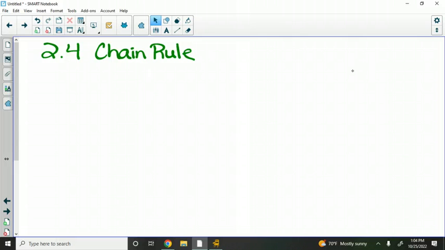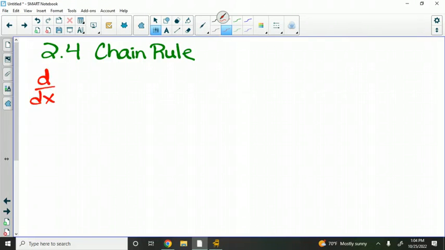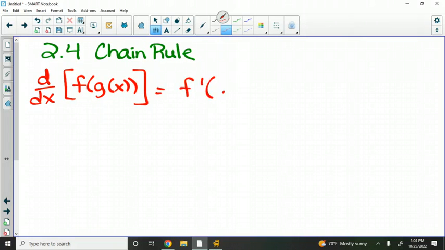So the rule for chain rule, if we're asked to find the derivative of a composite, so f of g of x, it's going to be f prime of g of x times g prime of x. And then I'll write the saying. I'll let you get it all copied.